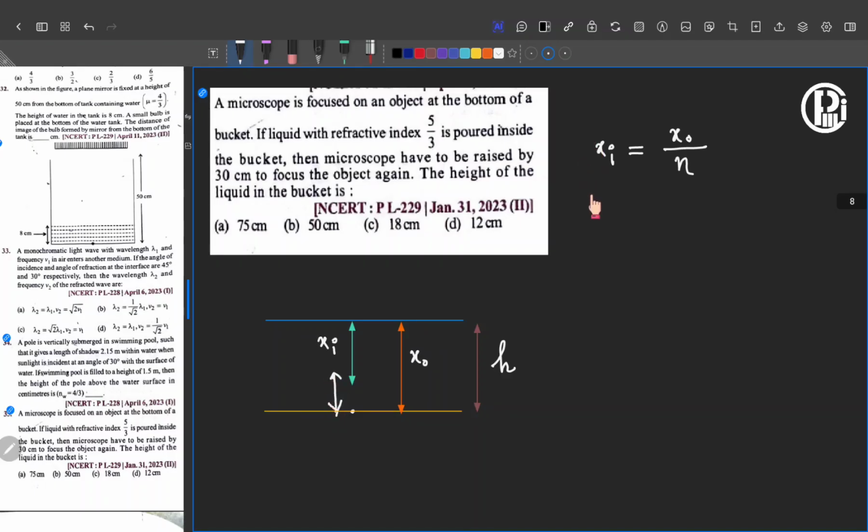You could say that shift is equal to this one minus this one, that is xo minus xi. That will be like xo is how much? Where this xo is h, minus xi is how much? h by n again. Therefore if you take out this h, you can write 1 minus 1 by n, right? And here this shift is given as 30.